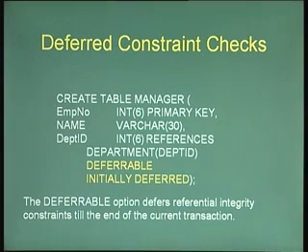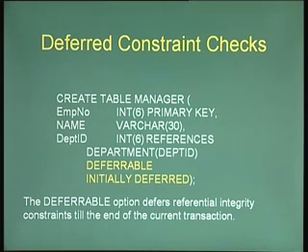This slide shows the syntax of the deferrable construct. Have a look at the slide here. The slide creates a table called manager, which was shown in the previous slide, and manager has an employee number attribute which is a primary key, a name attribute, and a department ID which is the foreign key.